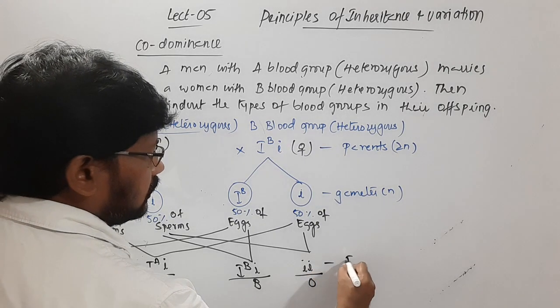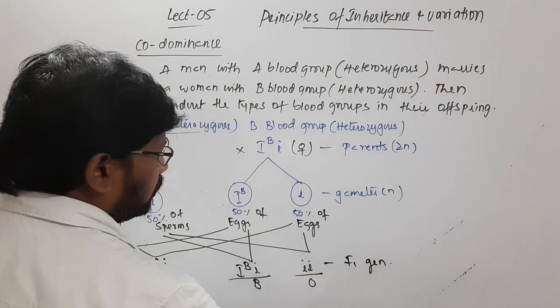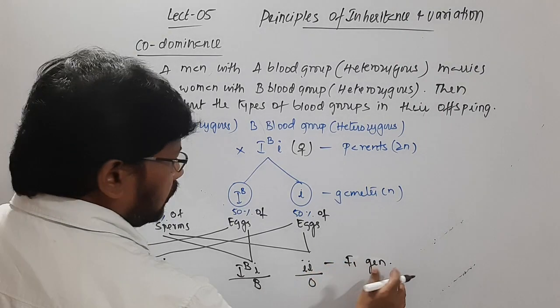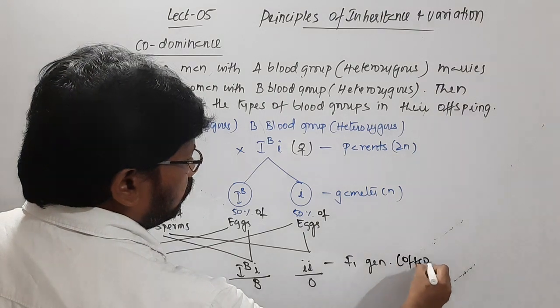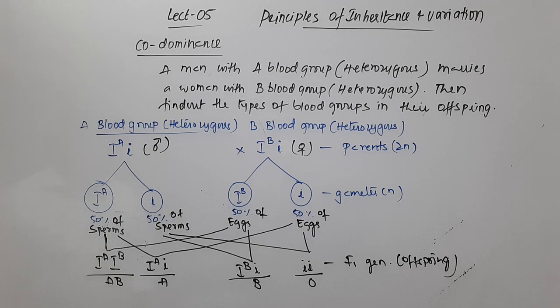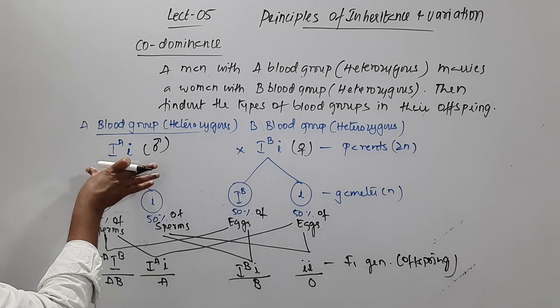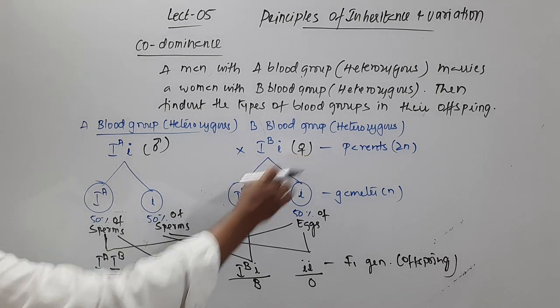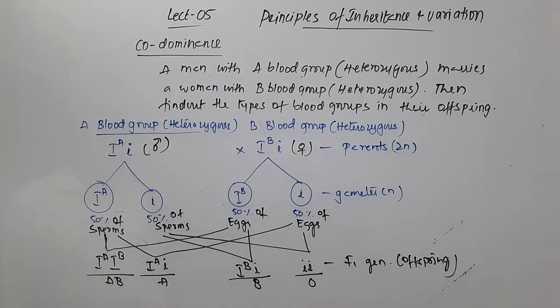So this is the F1 generation, or offspring. Right, so now we understand that when a person who is heterozygous with the A blood group and a woman who is heterozygous with the B blood group marry, there is a possibility that their children will have all the four types of blood groups.